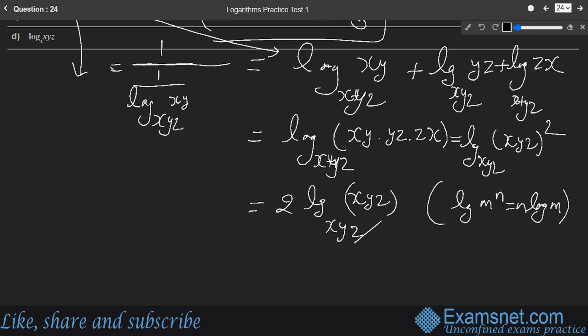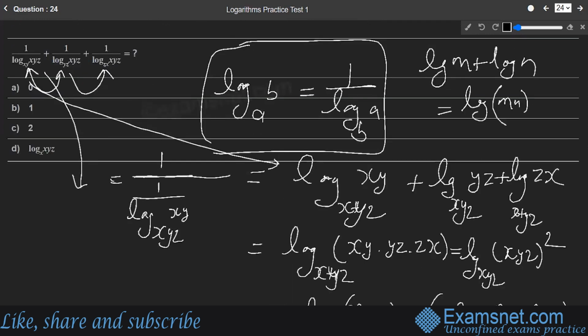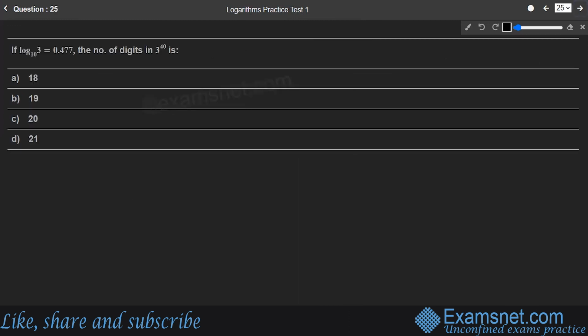Now base and number are same. Whenever the base and number are same, it becomes 1. So it is equal to 2 into 1. Why so? Because whenever you have a base and number as same, it always gives you a value of 1. So it is nothing but 2 into 1, which is 2. So that should be the answer of this question, which is available in option C, and it becomes the right answer, that is 2.